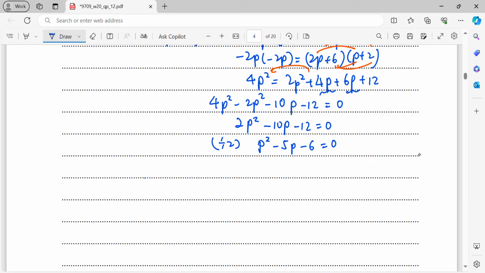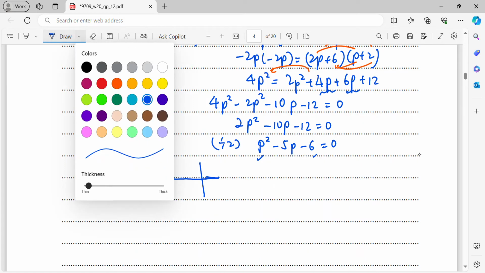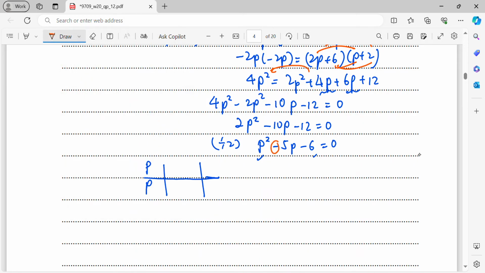Okay, so for your information, this quadratic equation can be factorized using two methods. This is the first method. Second method is using calculator. Okay, now to get p squared, obviously it is p times p. Okay, then to get the 6, it can be 6 times 1 or 3 times 2. Now, by looking at this is minus 5. Minus times plus is a minus. That means you should get the minus and plus.